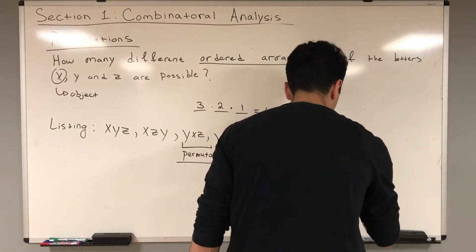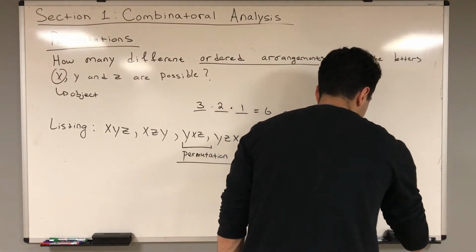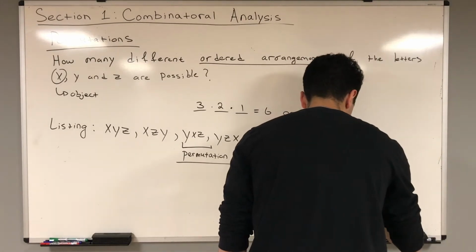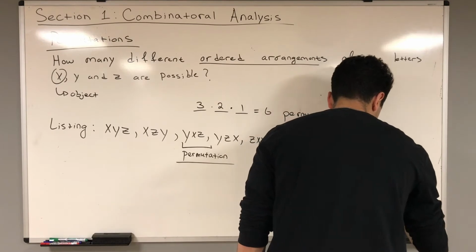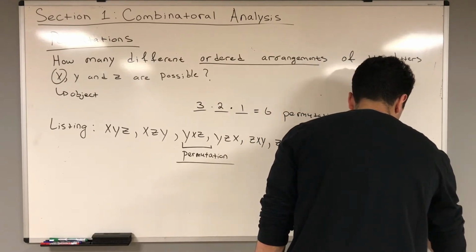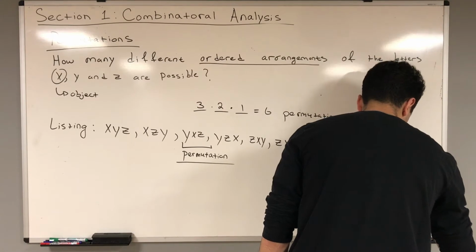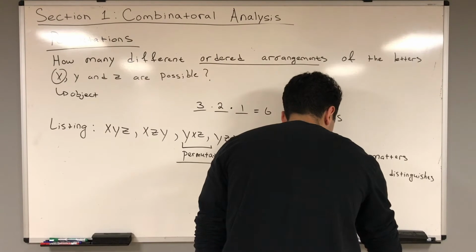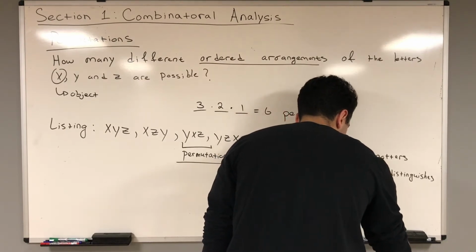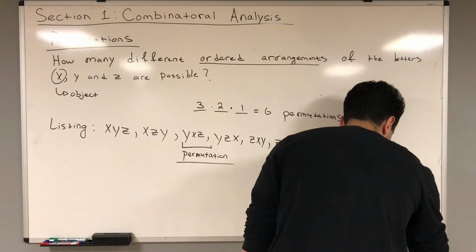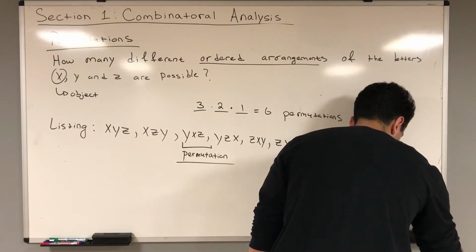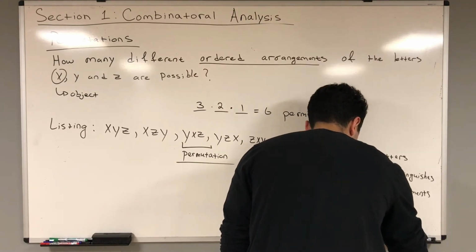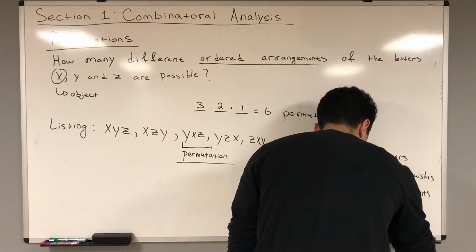So order matters in permutations because it distinguishes different arrangements with the same objects. Okay? With the same objects.